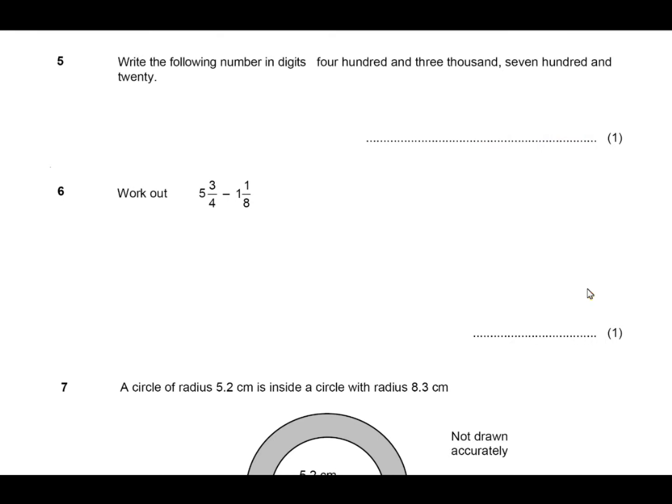Question 5. Write the following number in digits. So 403,000, so 403,000, 720, 720.